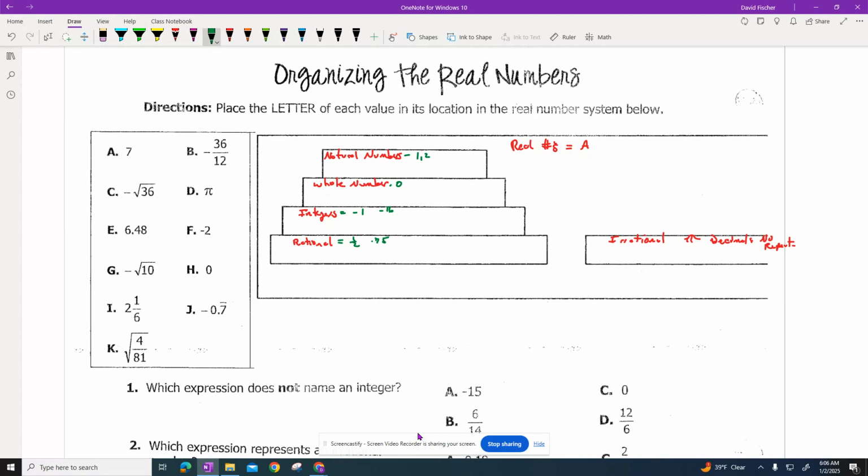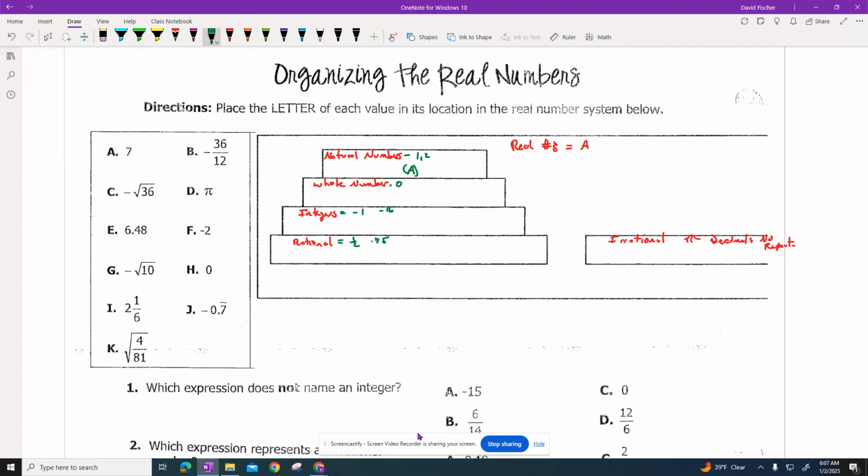So place the letter of each value in its location. So here's my letter A, it's a 7. 7 starts way up here at the top. So place the letter of each value in the location of the number system below. So 7 starts up here, so I want to put the letter A in that box because they said place the letter. So A starts there.